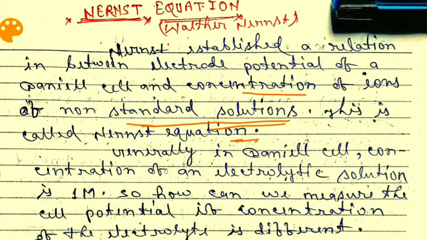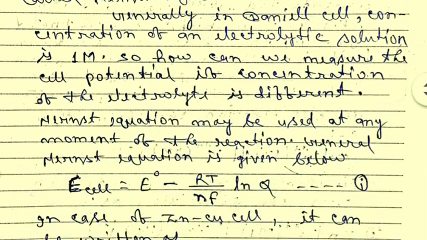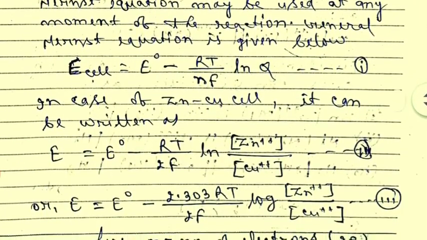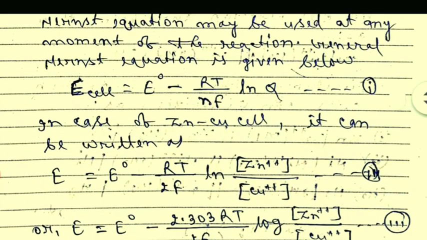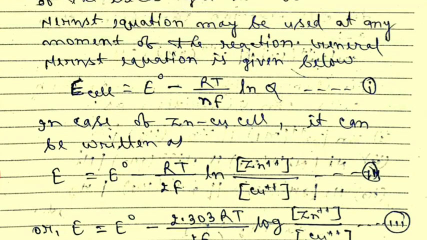And generally, in the Daniell cell, the concentration of electrolytic solution is 1 M. So, how can we measure the cell potential if the concentration of the electrolyte is different? Now, the Nernst equation may be used at any moment of the reaction. The general Nernst equation is given below.